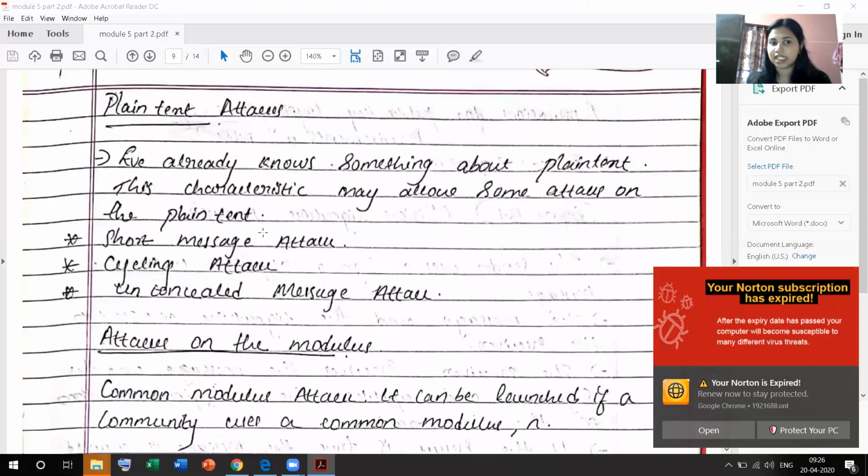Next, plain text attacks. We already know something about the plain text. The characteristics may allow some information about the plain text. Therefore, the main attacks are short message attack, cycling attack, and unconcealed message attack.